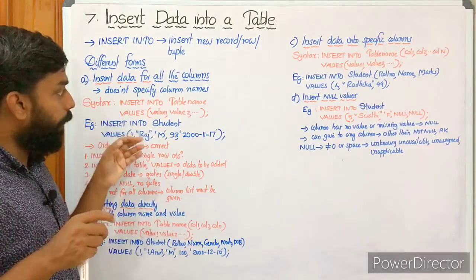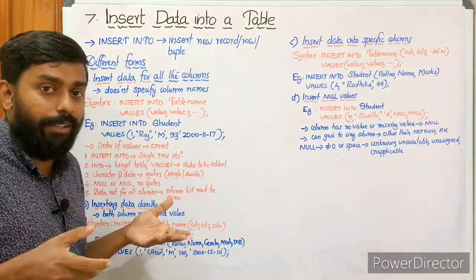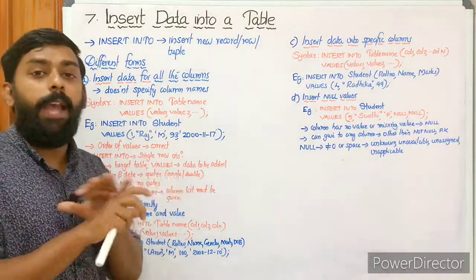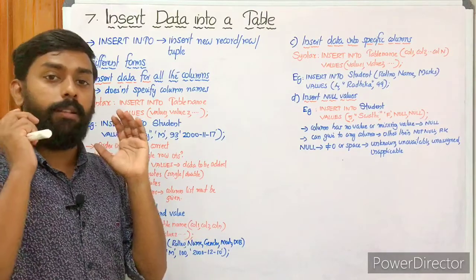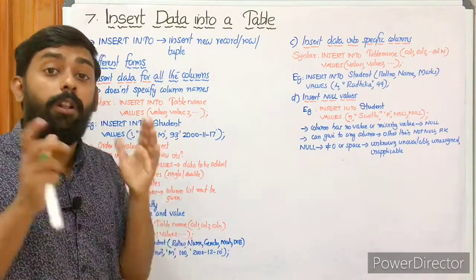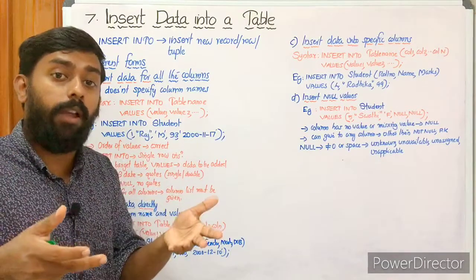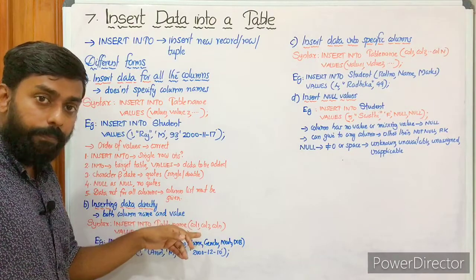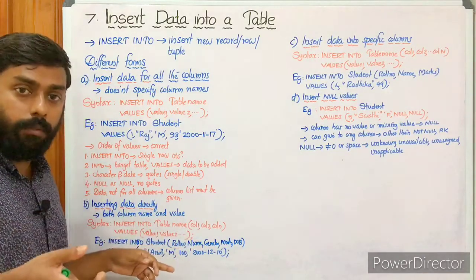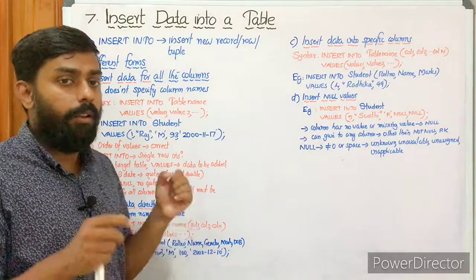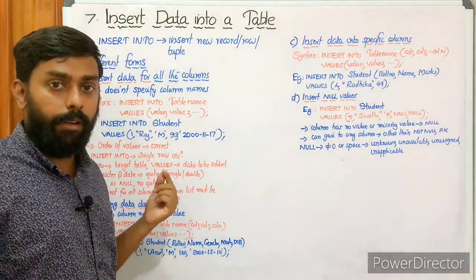Actually, in practice, there is no such difference between the first and second. In the first we haven't specified the column list, but we have to insert values into all the columns. In the second we specify all the columns, and even then we give values to all the columns. That means we specify the column list and then give values to all the columns. We can work like this instead of without specifying the column list. So this is the second method.